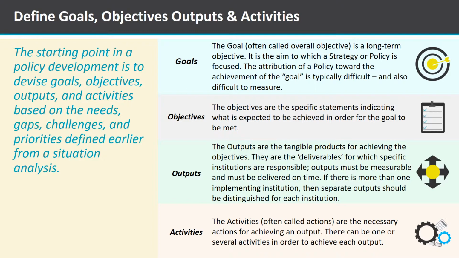Objectives are the specific statements indicating what is expected to be achieved in order for the goal to be met. The outputs are the tangible products for achieving the objectives. They are the deliverables for which specific institutions are responsible. Outputs must be measurable and must be delivered on time. If there is more than one implementing institution, then separate outputs should be distinguished for each institution. The activities, often called actions, are the necessary actions for achieving an output. They can be one or several activities in order to achieve each output.